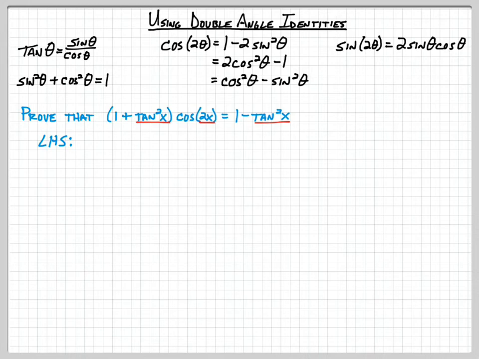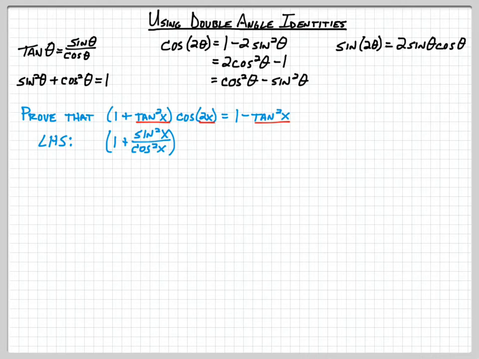If I kept this in just tangent squared on the left, I might forget that I've got that value of sine over cosine, or sine squared over cosine squared. So it's good to break everything into sine and cosine values. So let's start by breaking out this parentheses to 1 plus sine squared x over cosine squared x.